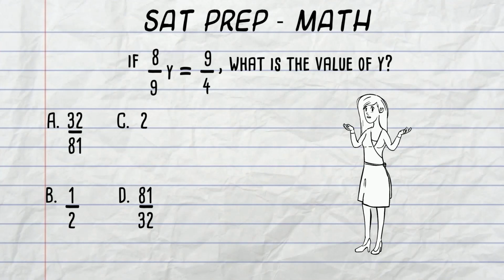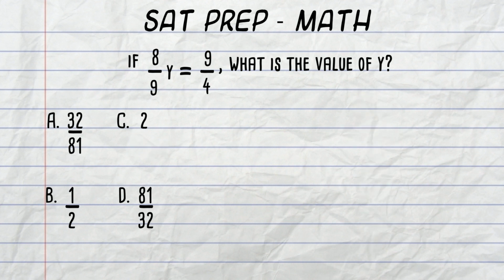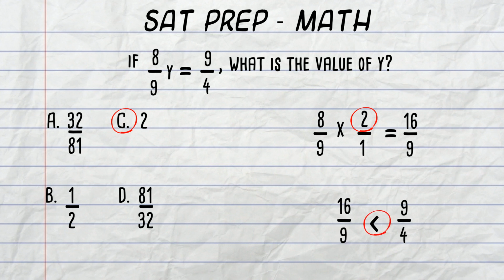Back to our sample problem. Let's start with choice C, 2, because it will be easier to compute with than choice B. 8 over 9 times 2 equals 16 over 9. That doesn't equal 9 over 4, so choice C is too small. And because that knocks out the smaller choices of A and B, that leaves us with choice D as the only possible answer. We can check things to make sure.